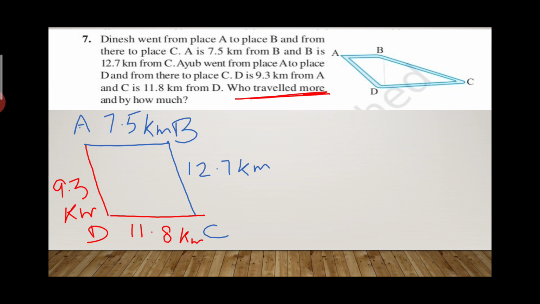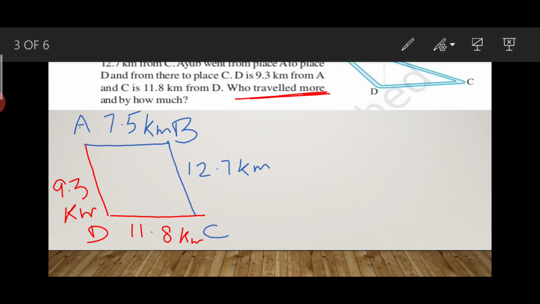As you can see, the figure in the question and the figure I have drawn vary, but it doesn't matter. You have to draw the figure given in the question. I am just drawing here for your reference. So you have to tell who traveled more distance. I have denoted Dinesh in blue color and Ayub in red color. So you have to find the total distance of Dinesh and the total distance of Ayub.